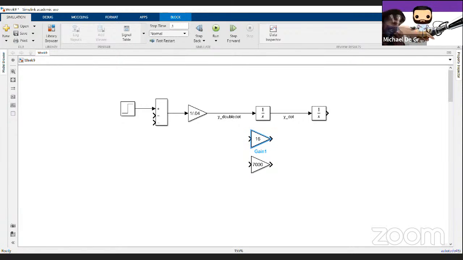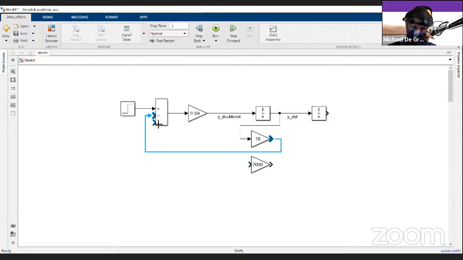Okay, well that's awesome, but they're pointing the wrong way, right? Because right now, if I connect these things up, watch what happens, right? So y dot goes into here, and then this is going to come over here, right? And that doesn't really, it's kind of messy, right? So what if I wanted to rotate that or flip that block, right?